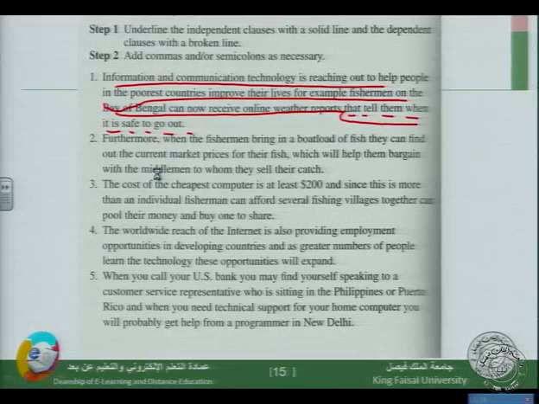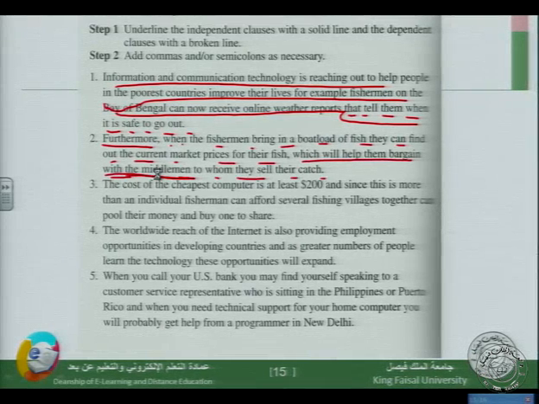Notice now in the second sentence: Furthermore, when the fishermen bring in the boatload of fish, they can find out the current market prices for their fish, which will help them bargain with the middlemen to whom they will sell it. Okay? Now, furthermore, all of this is broken here, which will help them bargain, right here, and then you have broken lines.